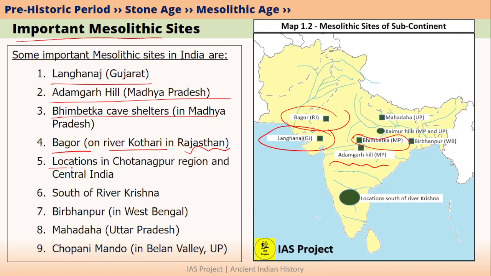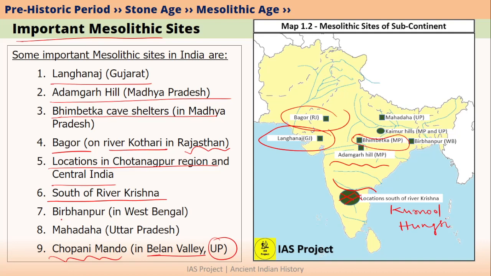We have many locations in Chota Nagpur region and central India. Also in Belan Valley, which is in Uttar Pradesh, we have a site called Chopani Mando. This is an important site for Mesolithic, and before that it also had Upper Paleolithic remains. It also has Neolithic remains. So Chopani Mando in Belan Valley is an Upper Paleolithic site, Mesolithic site as well as a Neolithic site. If we talk about South India, we have many sites towards the south of river Krishna. This is river Krishna. Here we have many sites including Kurnool, Hunsgi and other sites.